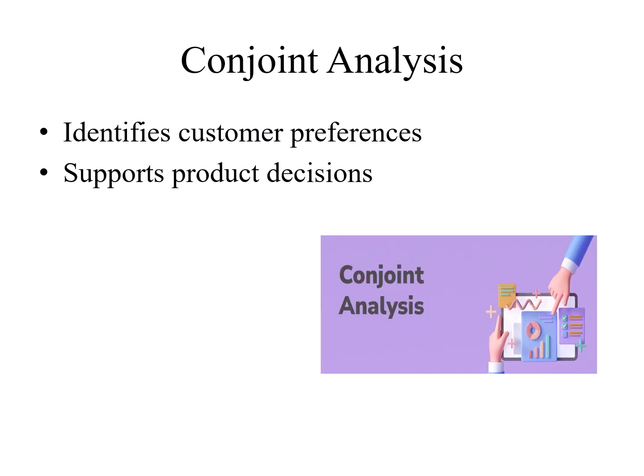Next one is conjoint analysis. Conjoint analysis refers to a market research technique used to understand how people value different features of different products or services. It helps the researcher to determine which features are most important to the customer, which combination of features the customer prefers, and how much value the customer places on each attribute. In simple terms, it identifies customer preferences and supports product decisions.